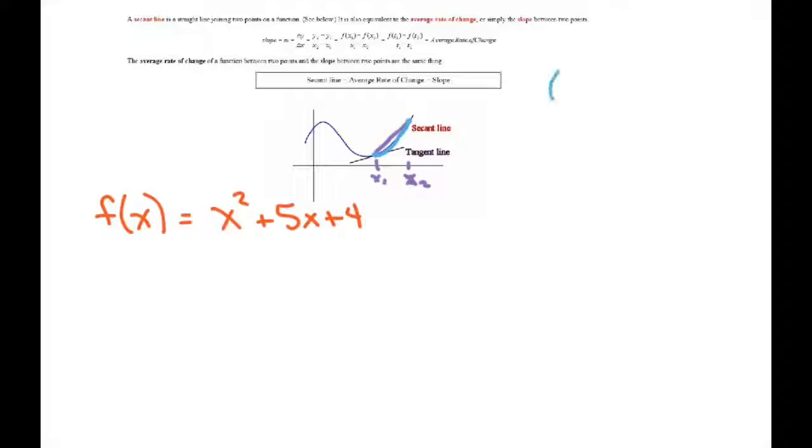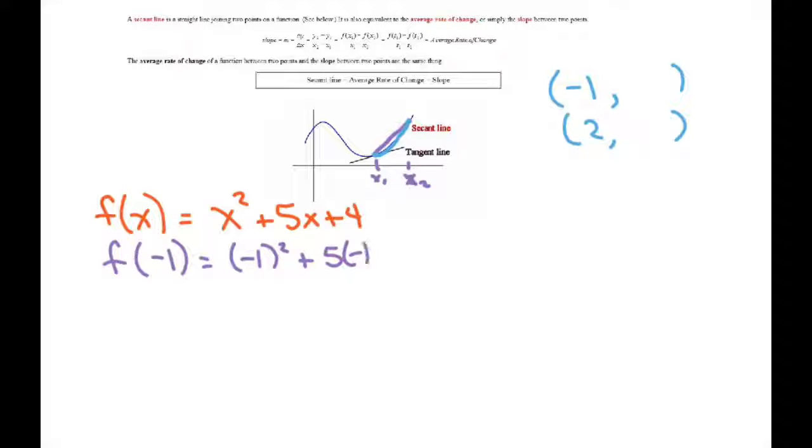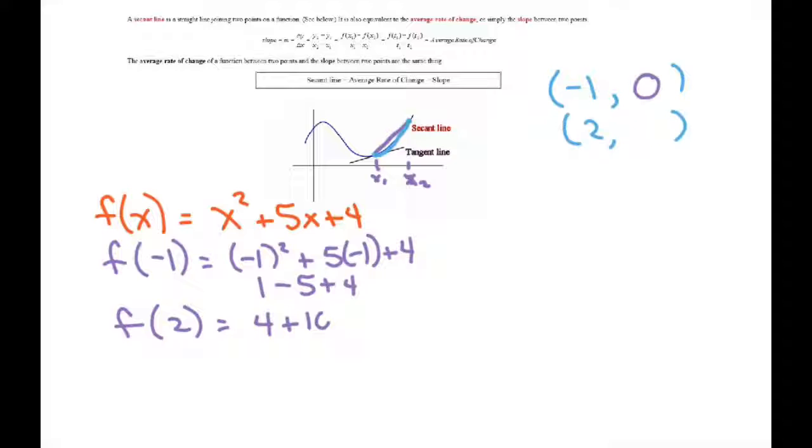And our points are -1 to 2. So we just have to find the y. So we plug in -1, and we're going to get -1 squared plus 5 times -1 plus 4. So it's going to be 1 minus 5 plus 4. That's going to be 5 minus 5. That gives you 0. And for 2, plug in 2, you're going to get 2 squared, which is 4, plus 10 plus 4. So it's 18.